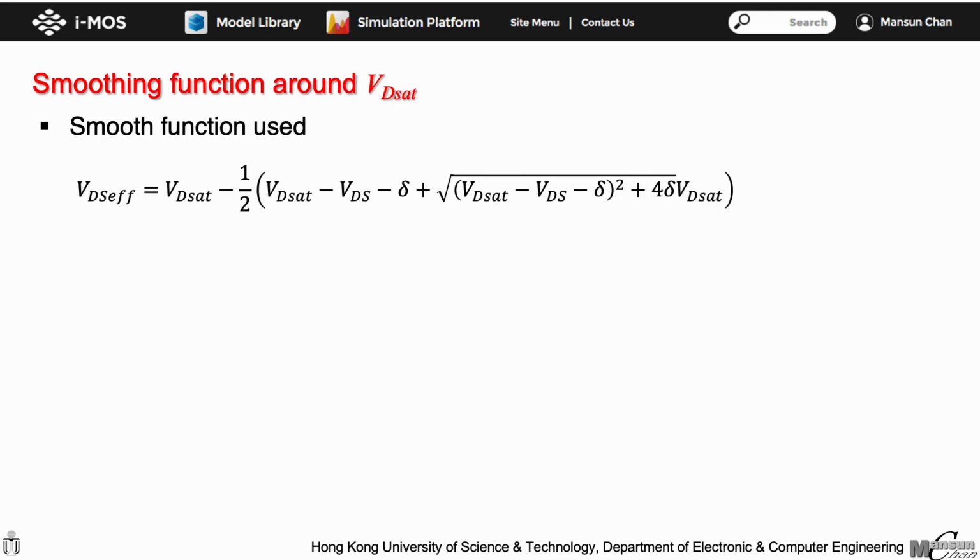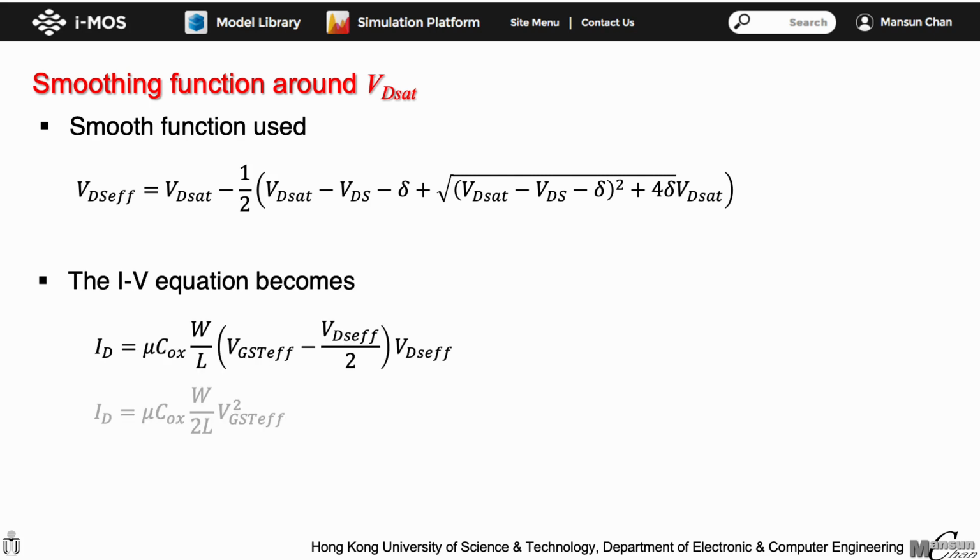The smoothing function used is given here, using a new variable VD effective given by the expression here. Then, the VDS effective is used to replace the VD term in the linear region MOSFET equation. After doing it, the saturation region equation is no longer needed, and one equation can be used to calculate the MOSFET current in all operation regions.